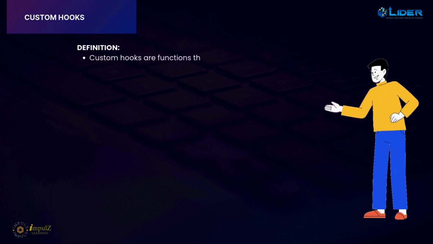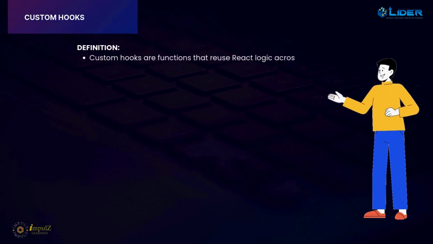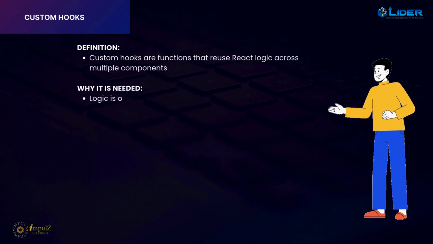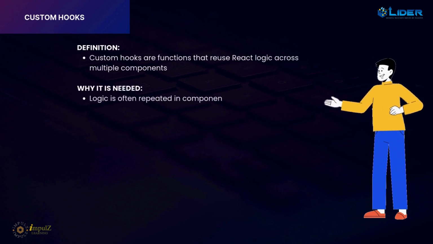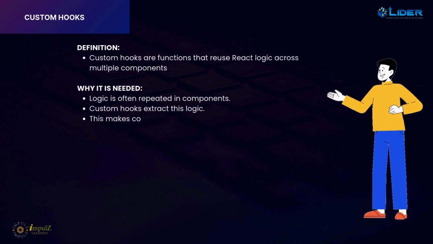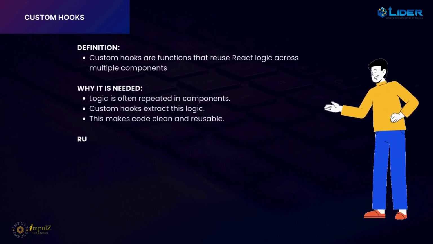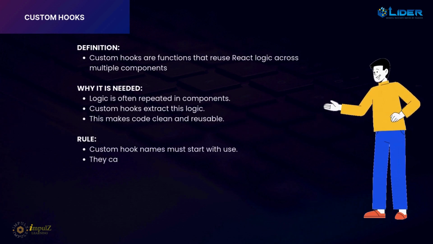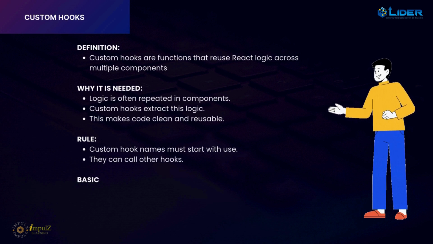Custom hooks are functions that allow us to reuse React logic across multiple components. In real applications, the same logic is often repeated in different components, such as fetching data, handling forms, or managing state. This repetition makes code harder to maintain. Custom hooks solve this problem. They help us extract reusable logic and keep our components clean and readable.